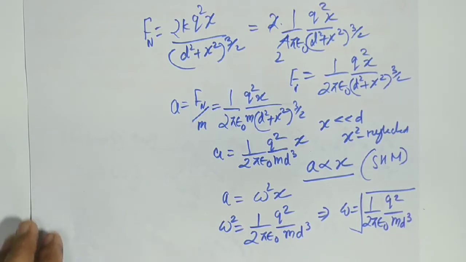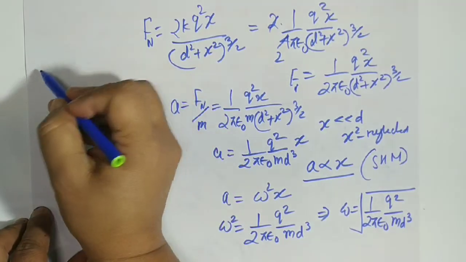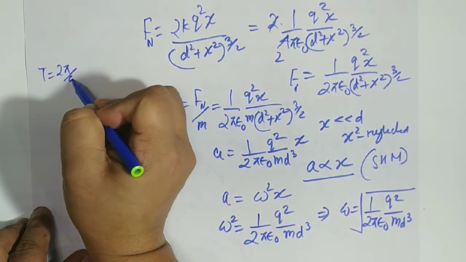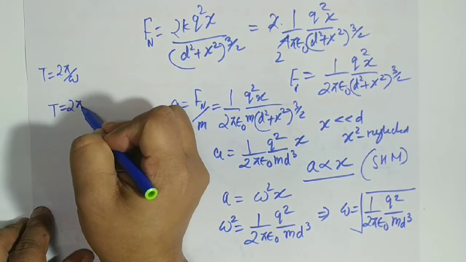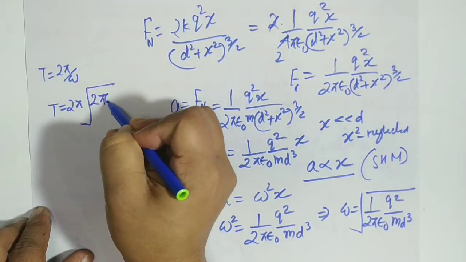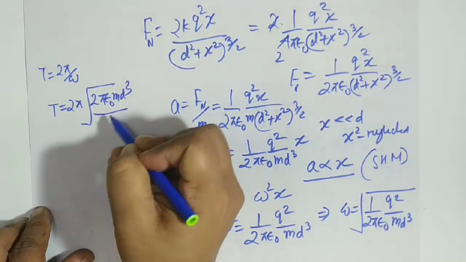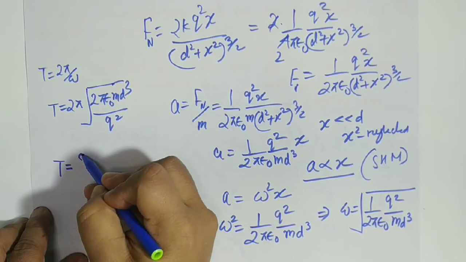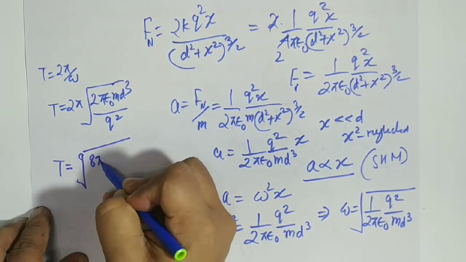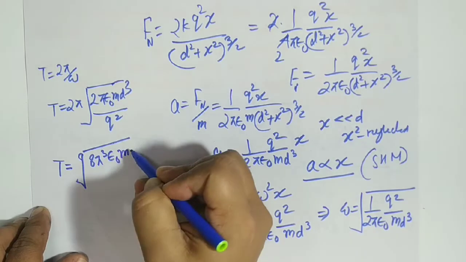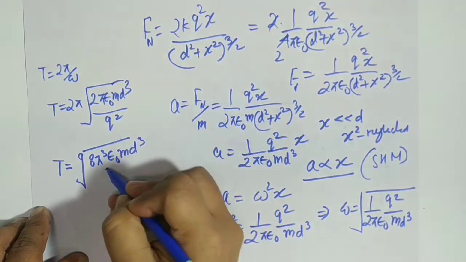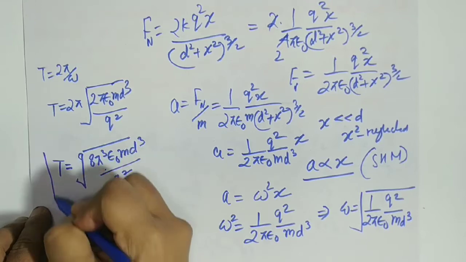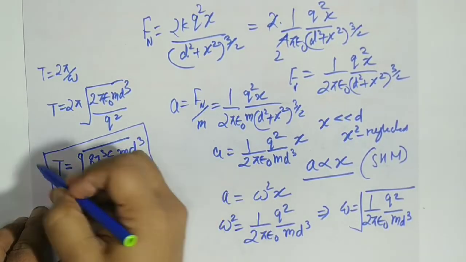This is omega. And can you get the time period? Yes, omega. We all know that the time period is 2 pi by omega. So we put it here. It will be 2 pi root 2 pi epsilon naught m d cube by q square. This is the time period. If you take 2 pi inside, the final answer will be root 8 pi cube epsilon naught m d cube by q square. So this is the final answer. This was the time period asked in this question.